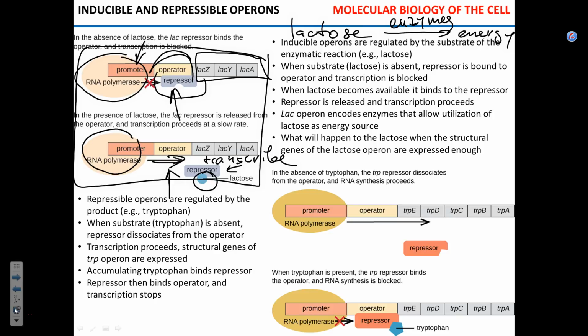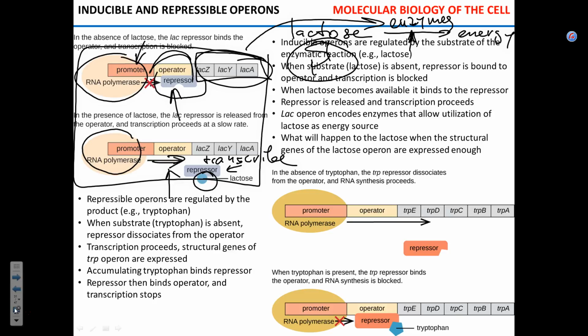What produces those enzymes? Which part of the bacterial DNA encodes for these enzymes? These ones. Come on. The answer is right in front of you. Say it. Inducible lactose operon, right? So these enzymes are encoded by these genes. Does that make sense? So in this case, the substrate of the enzymatic reaction regulates the operon.